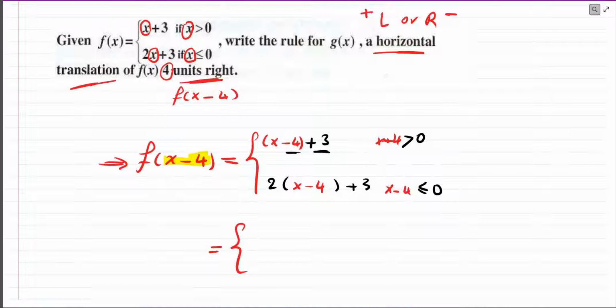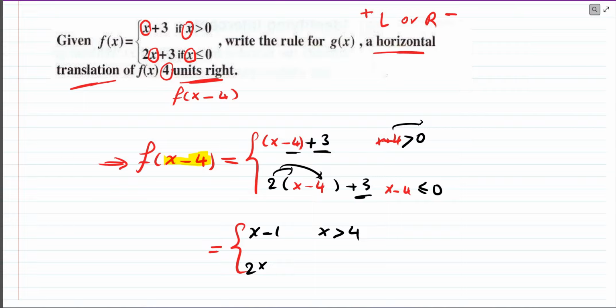x minus 4 plus 3 going to be x minus 1, and move 4 to the other side, going to be x greater than 4. 2 times x, 2 times negative 4 equals 2x. 2 times negative 4 equals negative 8, with 3 going to be negative 5. And move 4 to the other side, going to be x less than or equal 4.